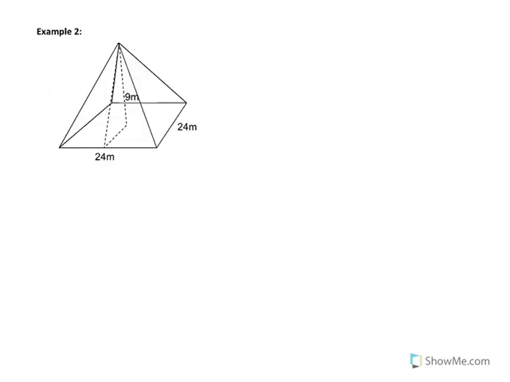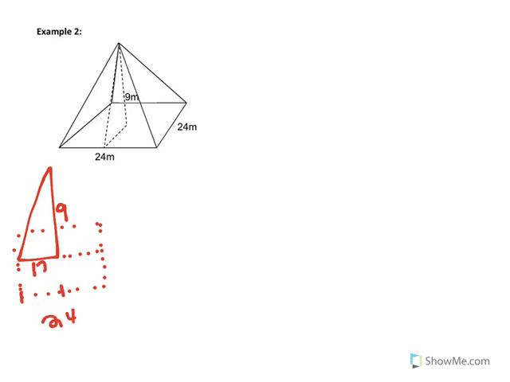What's different about the second example is it actually doesn't give us that slant. So what we have to do is we have to imagine a right triangle going from the bottom, it's like in the middle of the pyramid. So it goes from the middle of the pyramid all the way to the top. And then this right here is going to be half of our base. So if this is 24, this right triangle has a base of 12.